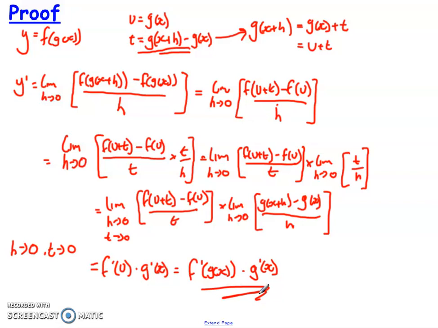Now, when we're doing it in terms of Leibniz notation, it's the same idea. We just rewrite it ever so slightly. So if we have y equals f of g of x, for our consecutive normal notation, we can then rewrite it as dy by dx equals dy by du times du by dx.